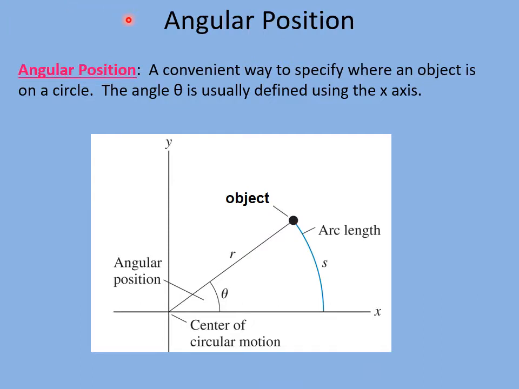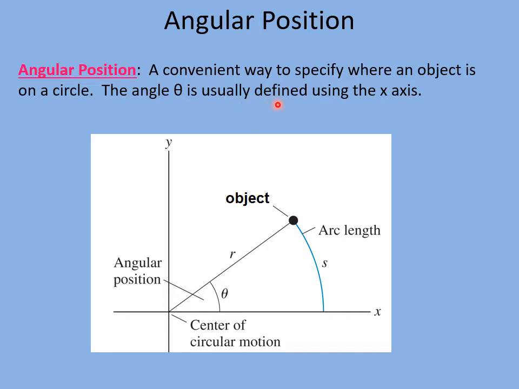When we dealt with kinematics of objects moving in a straight line, it made sense to talk about the position of the object in terms of meters or distance. For an object moving in a circular motion, the object never gets anywhere because it's just going around and around. So it's more convenient to talk about an object's angular position when it moves around in a circle. An angular position is a convenient way to specify where an object is on a circle.